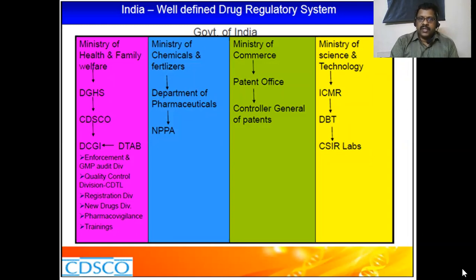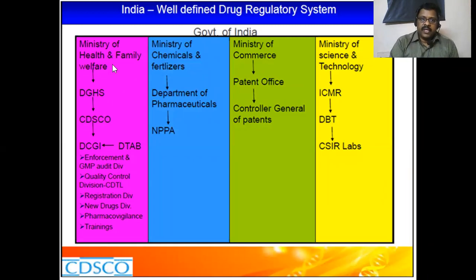For example, the Government of India's Ministry of Health and Family Welfare controls some part of the regulatory requirements. Ministry of Chemicals and Fertilizers controls some part. Ministry of Commerce is also controlling some part. Ministry of Science and Technology also has some role in regulatory guidelines. Let us see how.